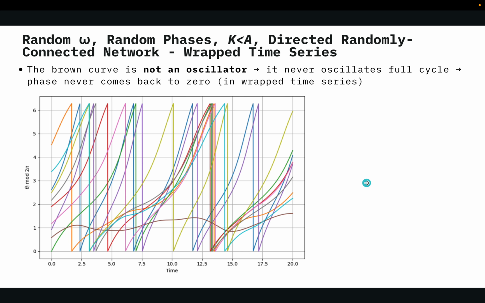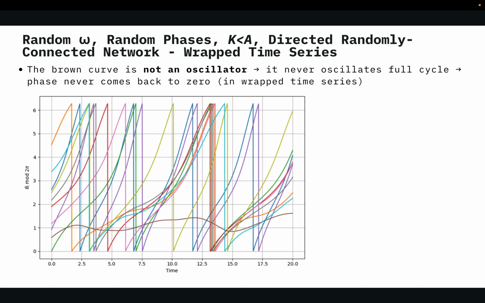That means we would expect the synchronization to be poor, because k is the coupling term which forces the oscillators to synchronize. But at the same time, if k is less than a, then that will not really help in synchronization. And a is more, that means it's damping.